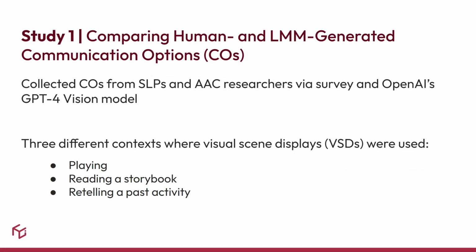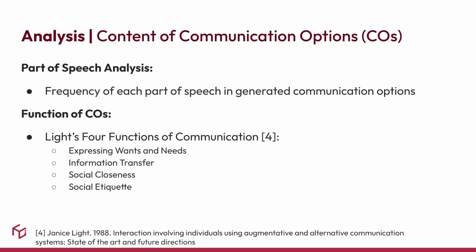We collected 78 sets of communication options from SLPs and AAC researchers and from OpenAI's GPT-4 vision model. We had participants and the LMM generate communication options for 3 different contexts where VSDs are used: playing, reading a storybook, and retelling a past activity. We conducted 2 kinds of analysis of the content of the generated communication options: part of speech analysis, which looks at the frequency of each part of speech, and the function of the communication options based on Light's 4 functions of communication: expressing wants and needs, information transfer, social closeness, and social etiquette.